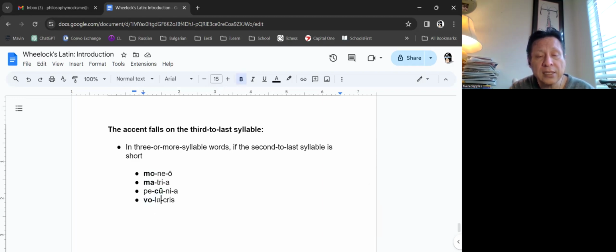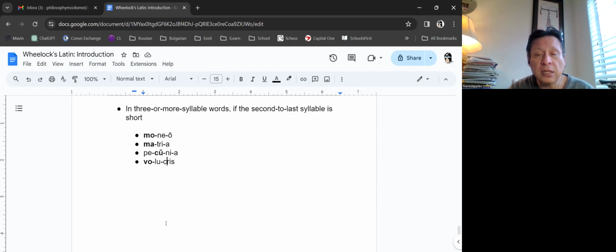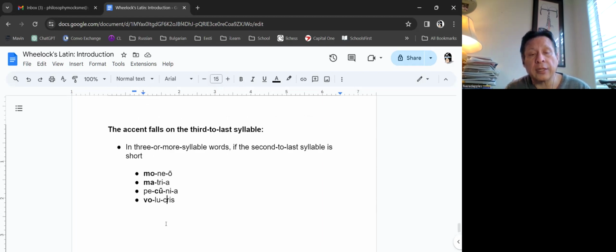And why is this U short? Because look, we have the C and the R. Volucris. There's no other reason to it. There are no other exceptions here. So that's it. That's the introduction basically to Wheelock's Latin.